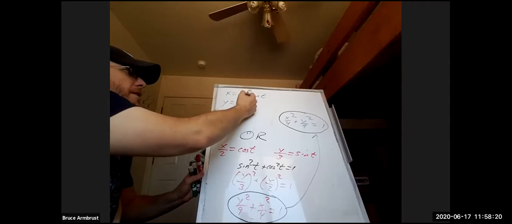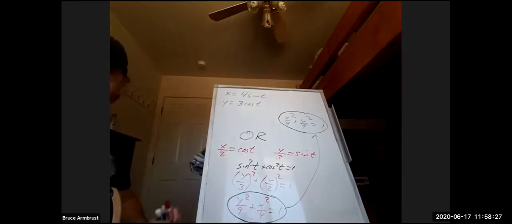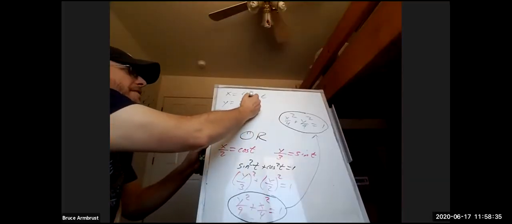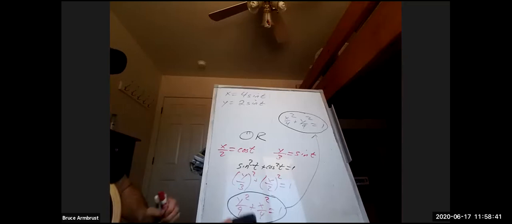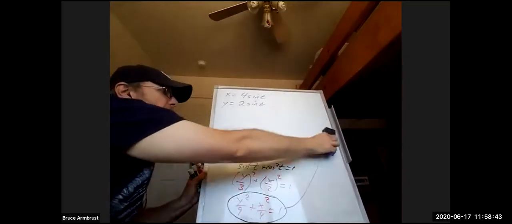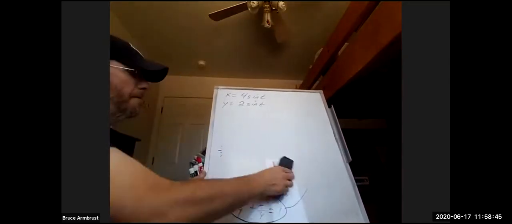I'll just swap sine and cosine. So let's say we got 4 sine, and this other one is 3 cosine. Well, what if both were sine, or both were cosine? Okay, so if we had something like this. Yeah, exactly. If they're both sine or both cosine, you actually are not going to get an ellipse.